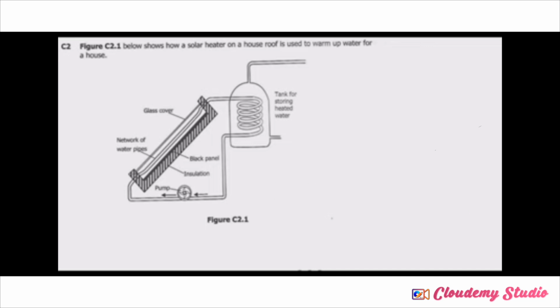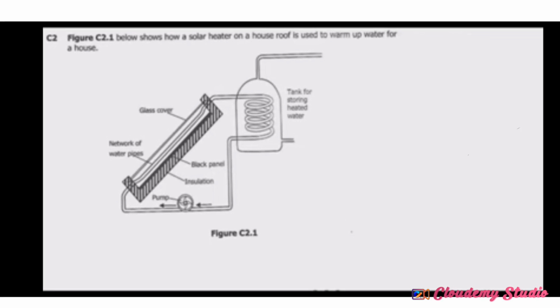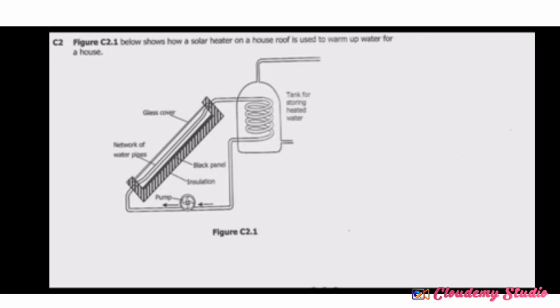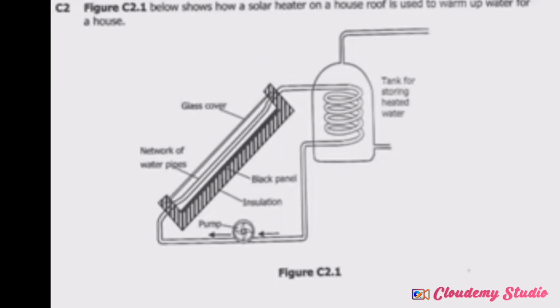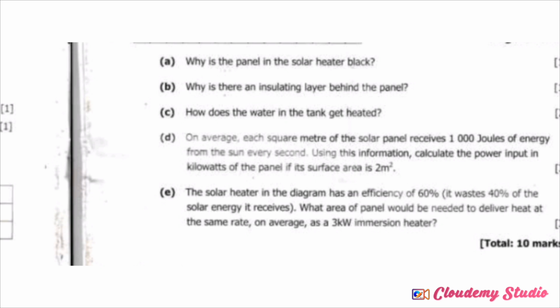Then C2, the question is saying, figure C2.1 below shows how a solar heater on a house roof is used to warm up water for the house. This is a heater heating the water for the house. Okay, then the questions are here. Why is the panel in the solar heater black?